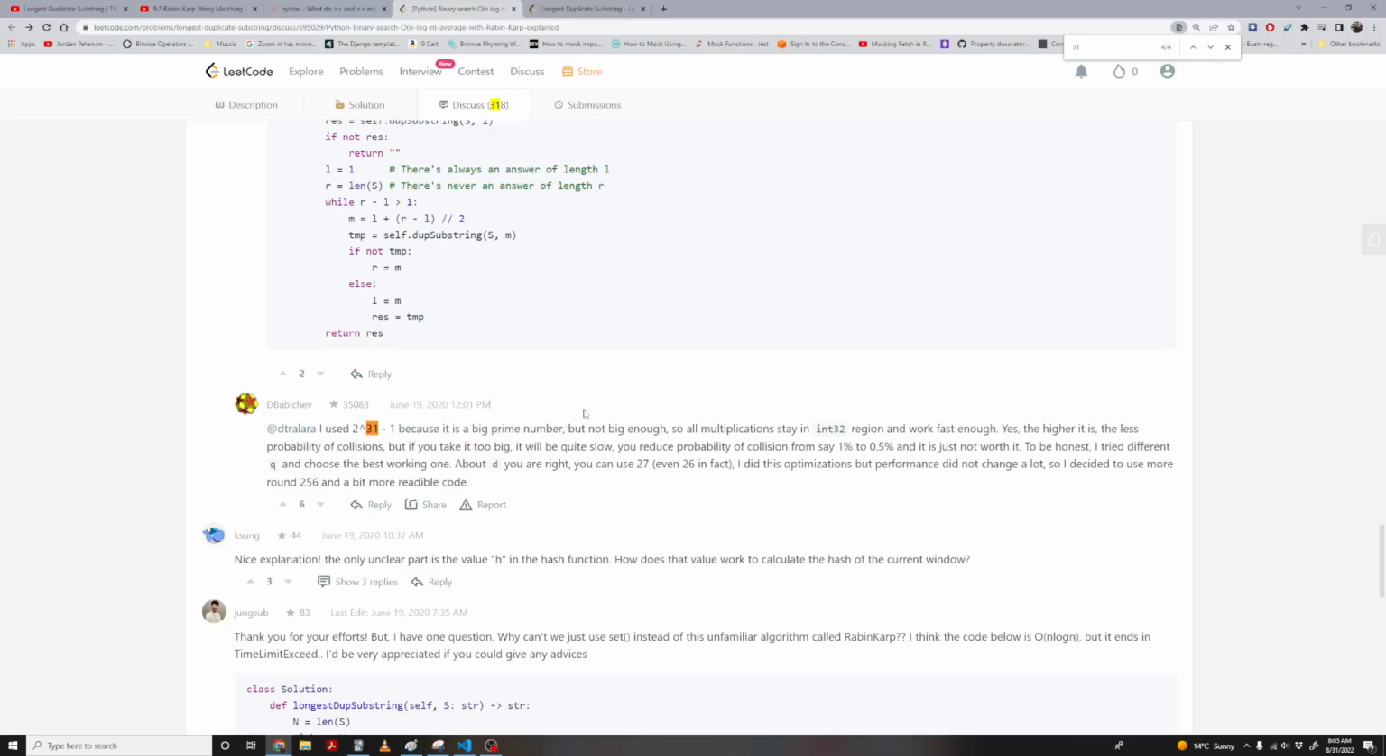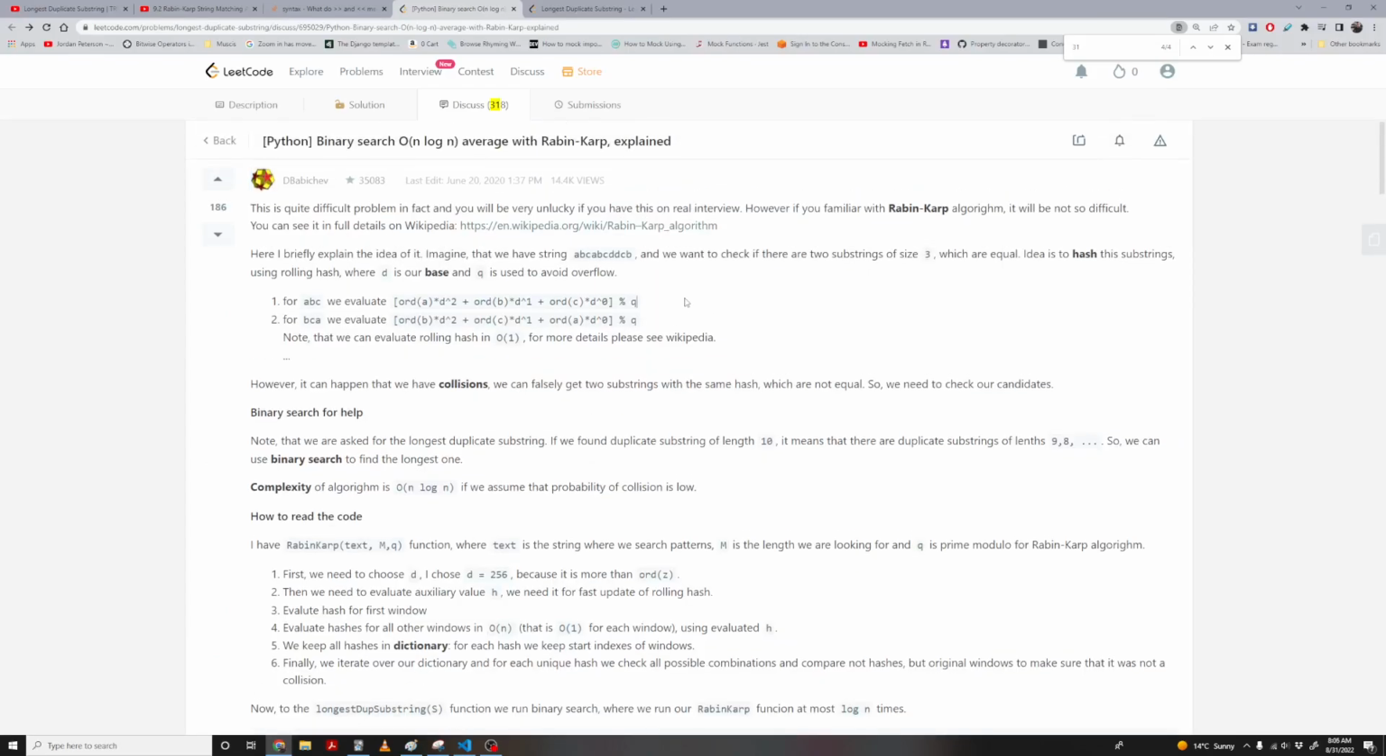If we don't take the mod here, then our numbers may increase a lot more than an integer can hold, and then we are going to get some errors. This is why we take the mod by Q.